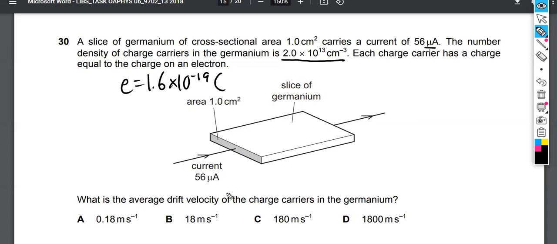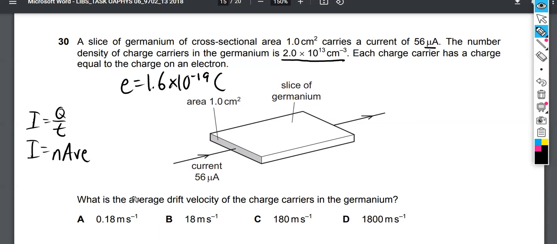All right, average drift velocity, you may recall, shows up in an equation for current. So current in general is charge per time. But we derive an equation, which you can click on the link above if you want to see the derivation of this equation. It's I equals NAVE, and that V there is the average drift velocity.